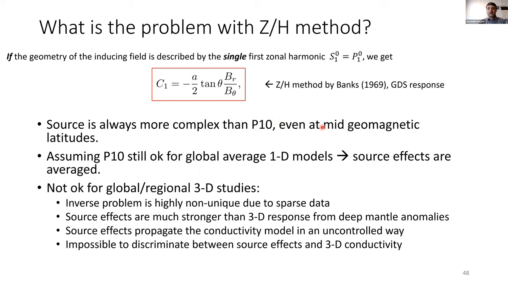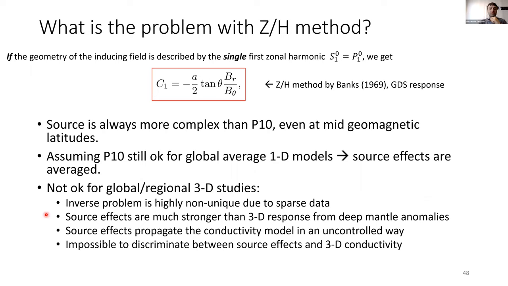And it's even more complex at mid geomagnetic latitude, so away from the high latitude polar currents. However, assuming this geometry is probably still okay for global average 1D models, because you can average these source effects when you derive a global average response and then invert it for the global average conductivity profile. But I really think it's not okay to use these local responses for global or regional 3D studies.